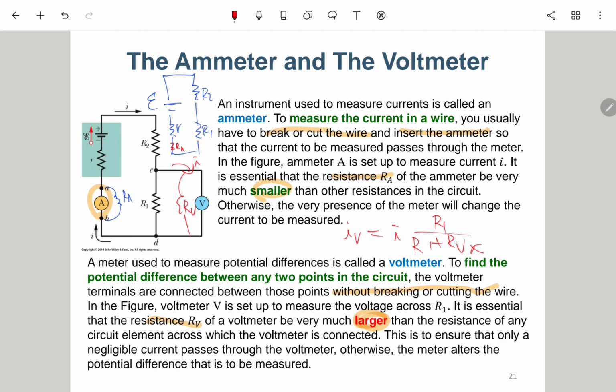Otherwise, if RV is not large enough, this current can be quite large. It can be a certain portion of the total current, and it will actually influence the original current I. If RV is small, then R1 parallel RV will be smaller than R1, and that will influence the current. Because this parallel resistance becomes smaller, the total resistance also becomes smaller, which makes I larger.